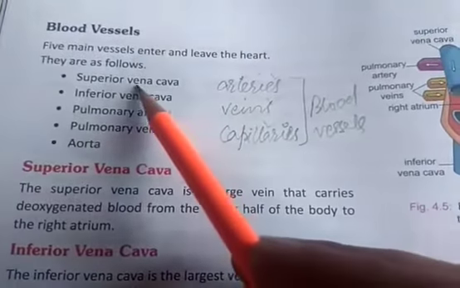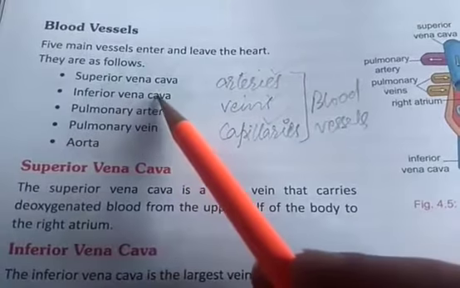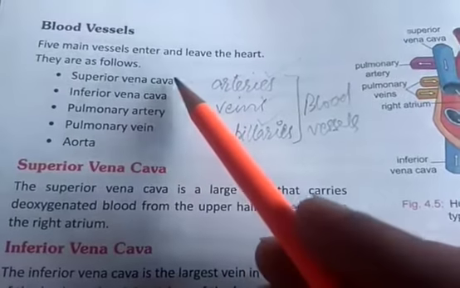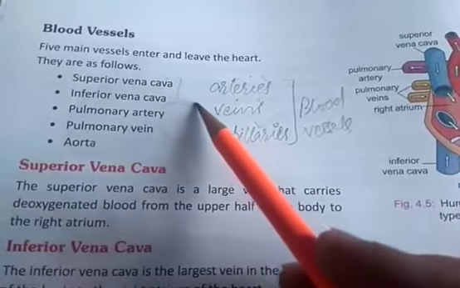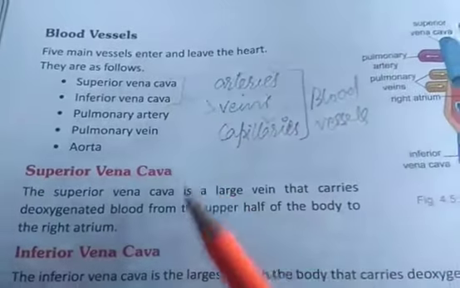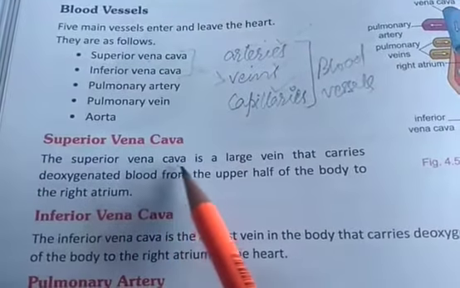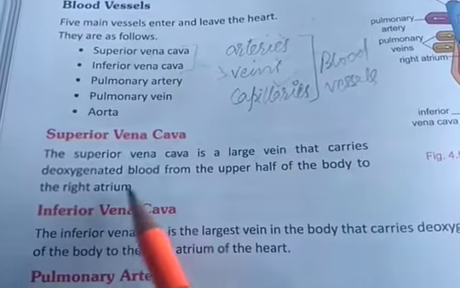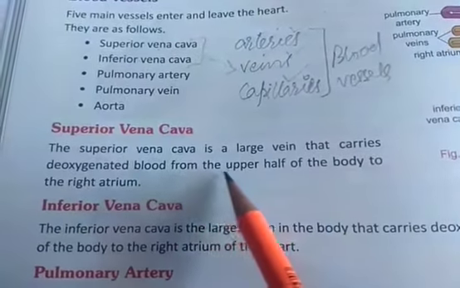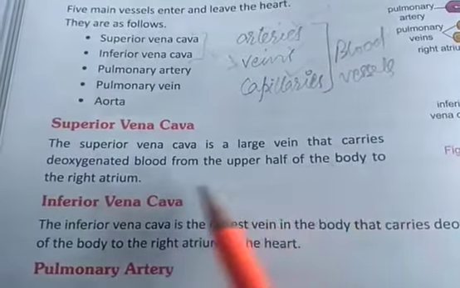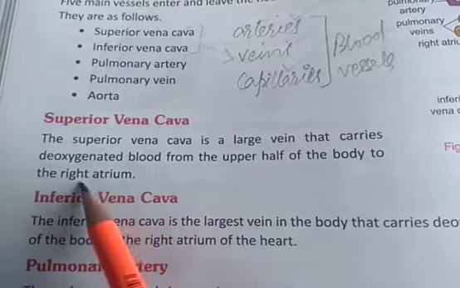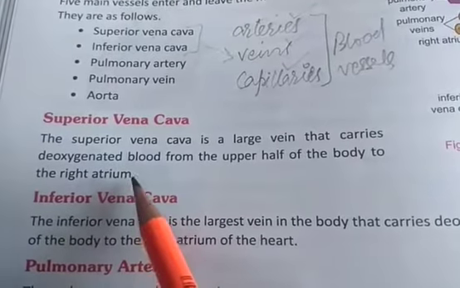Now the superior vena cava and inferior vena cava are types of veins. What is the meaning of superior vena cava? The superior vena cava is a large vein that carries deoxygenated blood from the upper half of the body to the right atrium. You know the deoxygenated blood falls in the right atrium of the heart.